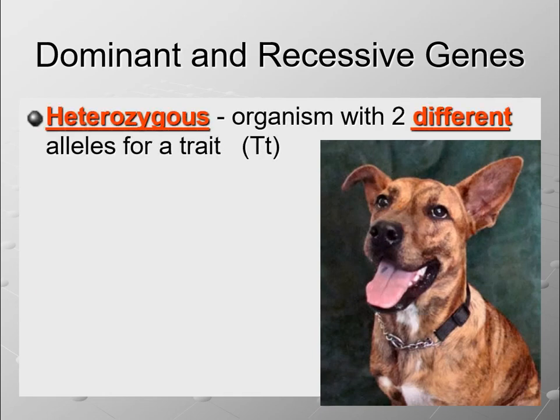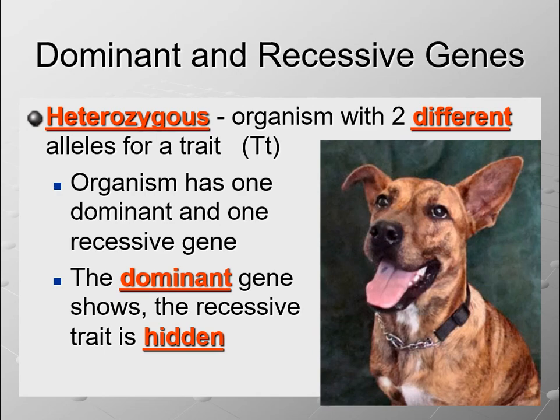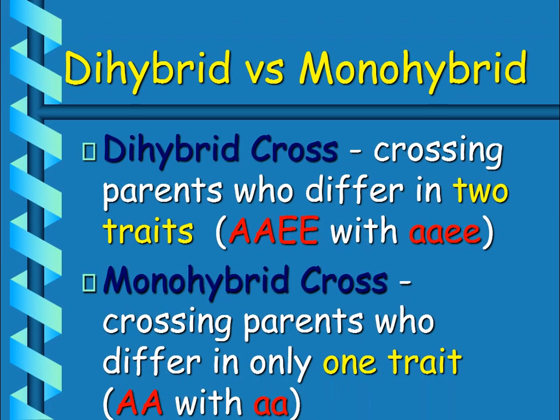Heterozygous means an organism with two different alleles for a trait, T capital, T small, meaning this organism has one dominant and one recessive gene. The dominant shows; the recessive trait is hidden. This is called a hybrid. We have two kinds of hybrid, di- and monohybrids. Dihybrid, di means two, crossing parents who differ in two traits, A capital, E capital for the first parent, and A small, E small. Mono means crossing parents who differ in only one trait.